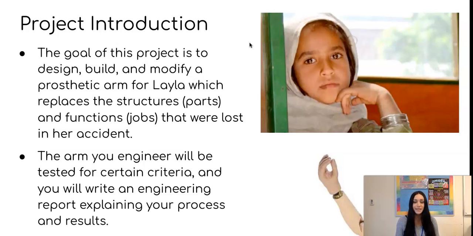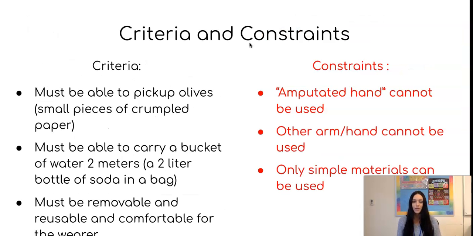This arm will be tested for certain criteria, and at the end of your design process, you will write an engineering report explaining your process and your results. Now let's talk about the criteria and constraints of your engineering project. Criteria are things that your engineering design must be able to do. For this project, your prosthetic arm must be able to pick up olives.